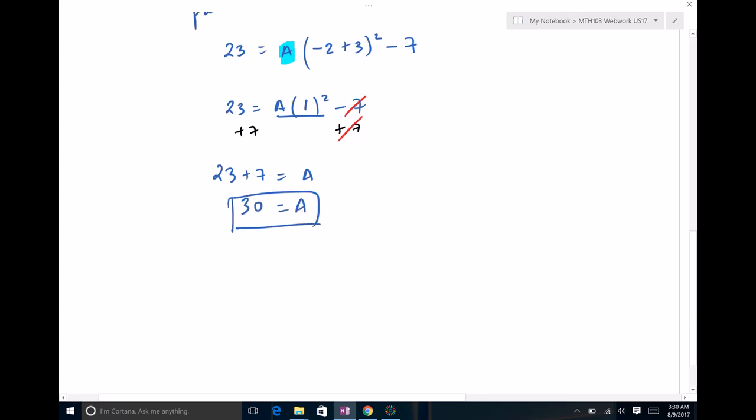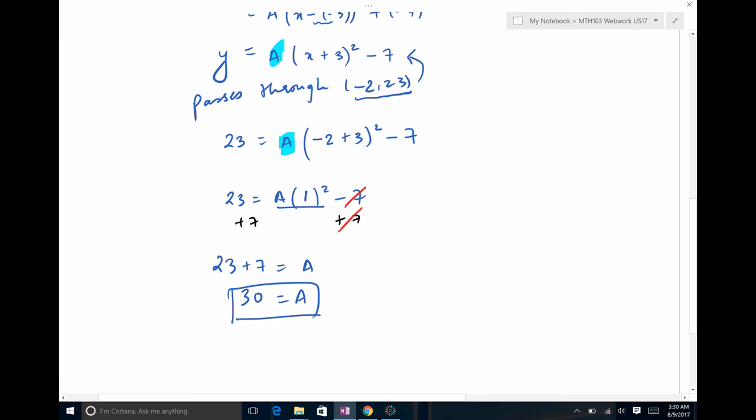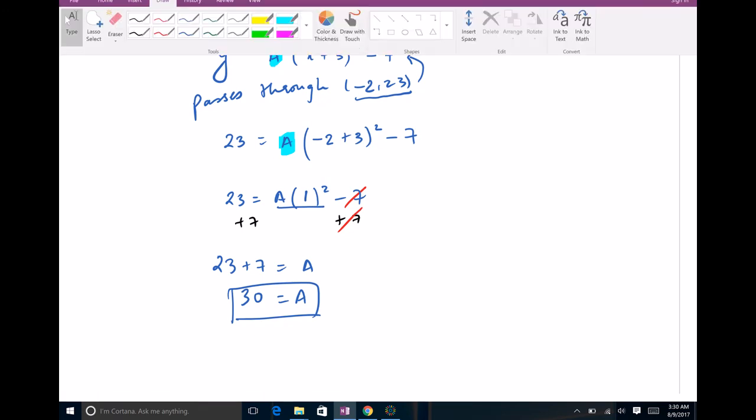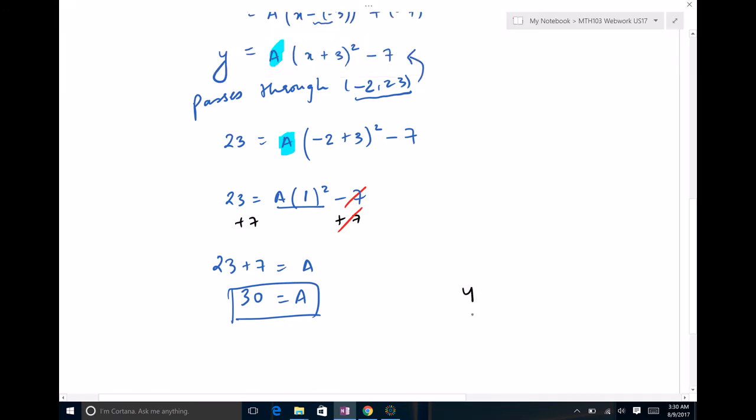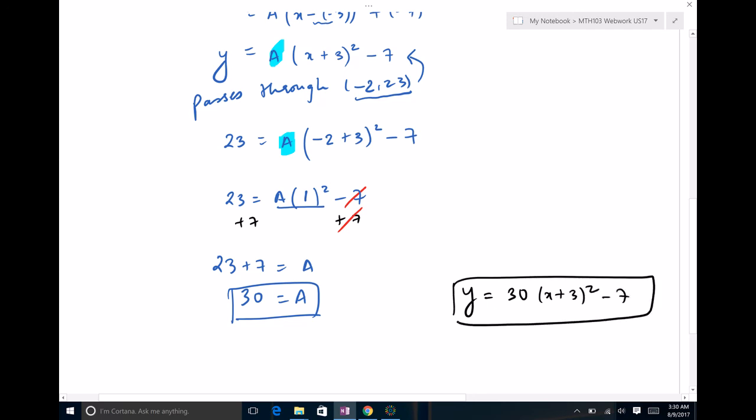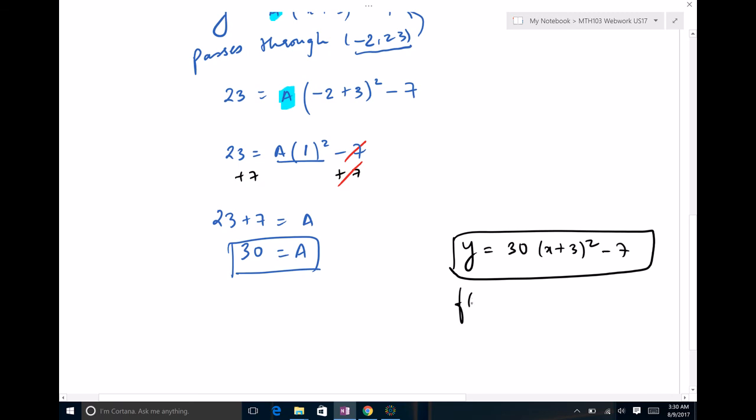So now we can fill in all the blanks in the equation that we had. The equation of the parabola that you're looking for in standard form is y equals 30 times (x plus 3) the whole squared minus 7. You may also write this as f of x equals 30 times (x plus 3) the whole squared minus 7 if you want to write it as a function.